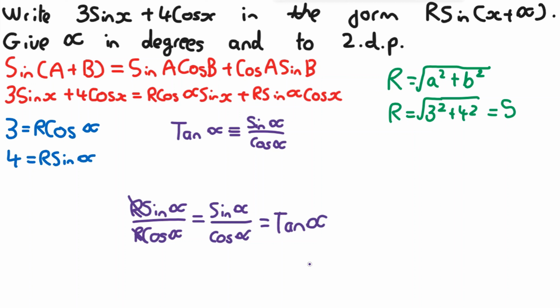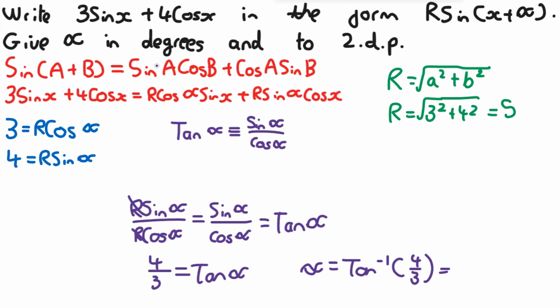And why is this useful to us? Well, the reason this is useful is because we know r sin alpha is 4 and r cos alpha is 3, so this is 4 over 3, and this is equal to tan alpha, and therefore we can find alpha. Alpha is going to be equal to the inverse tan of 4 over 3, which, if you put it into a calculator, specifically wanting it in degrees to 2 decimal places, is equal to 53.13 degrees. So this is what alpha is.